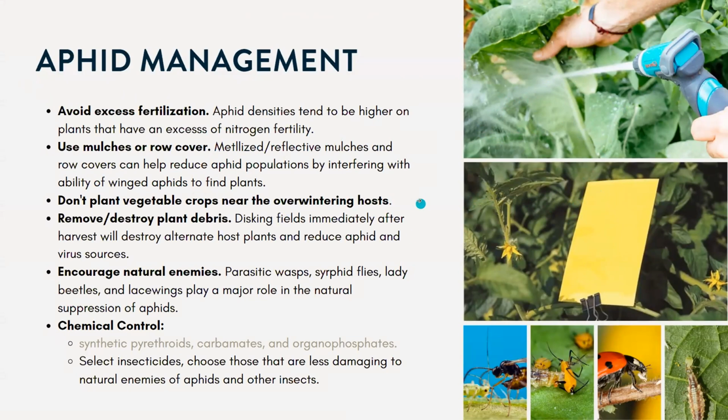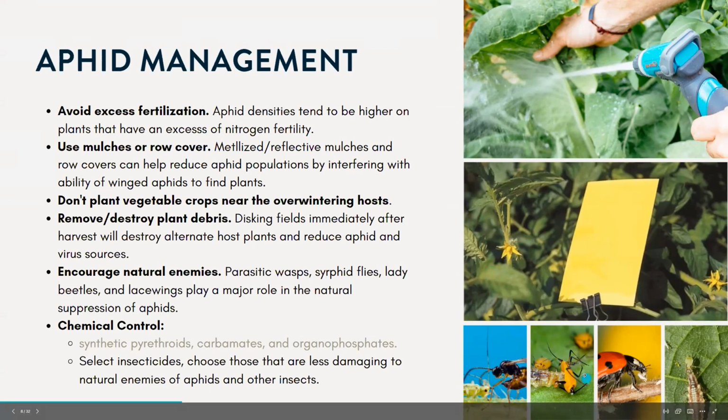Avoid planting vegetable crops near your overwintering host, like I talked about. At the end of the season, this will be a theme, but removing and destroying plant debris. So disking your fields immediately after harvest, destroy alternate plant hosts, and that will help reduce the aphid and virus source. And then, of course, we want to encourage natural enemies. There's a lot for aphids, like parasitic wasps, the larvae of syrphid flies, lady beetles, and lacewing larvae.